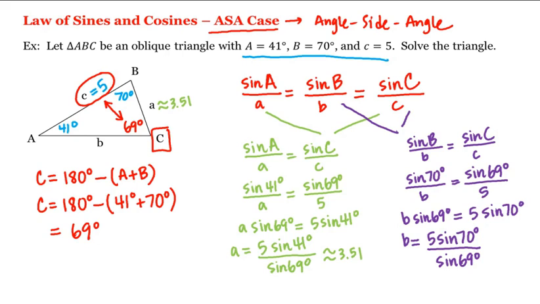And again, putting this in our calculator and rounding to the nearest hundredth gives us that b is approximately 5.03. So let's mark that over here in our triangle as well. B is approximately 5.03. All right, and this is how we solve an oblique triangle in this ASA case by using the law of sines.